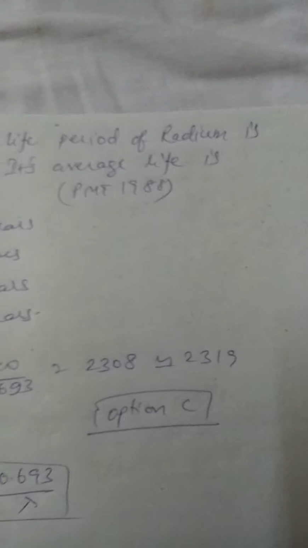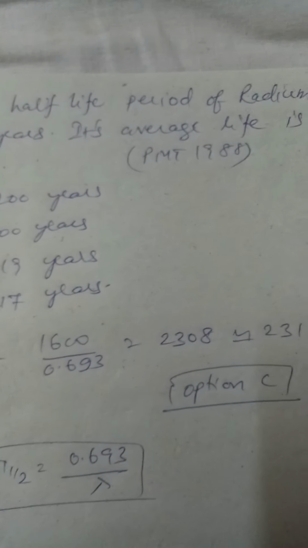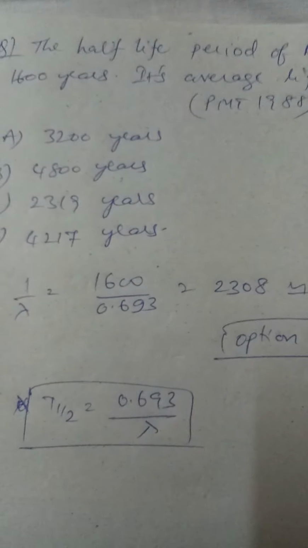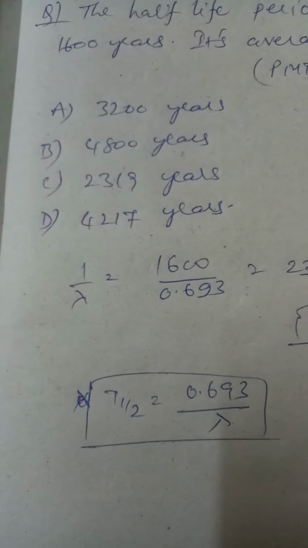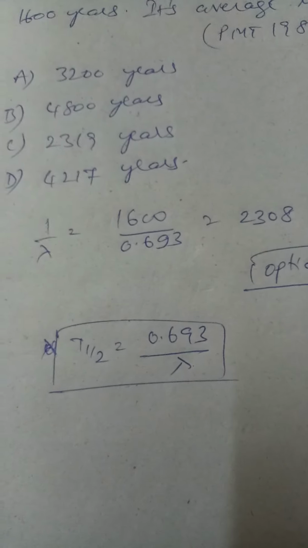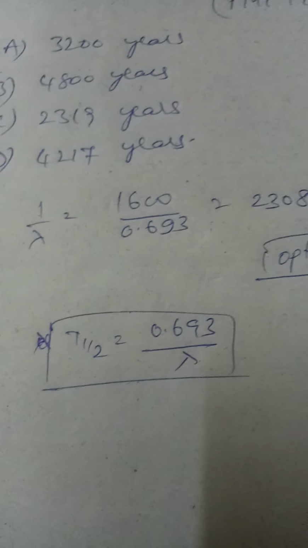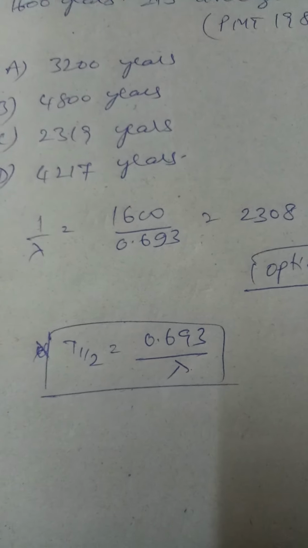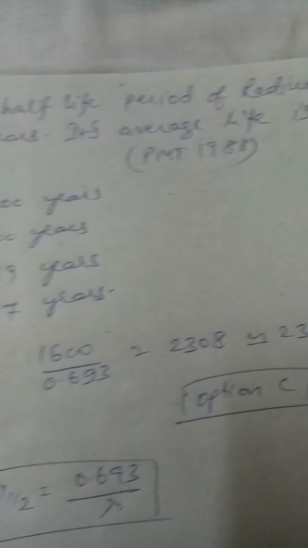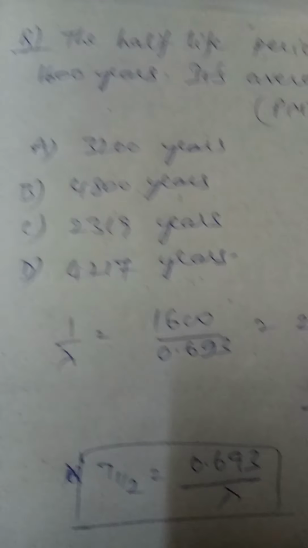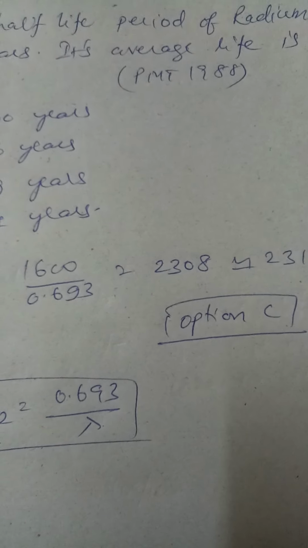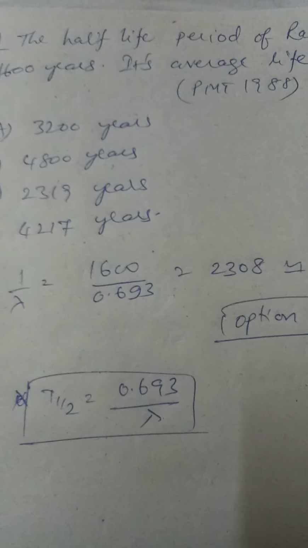The half-life period of radium is 1600 years. Its average life is? PMT 1988. So average life, we know that it is 1 by lambda. So we have to find out what is 1 by lambda. Look at this, T half is equal to 0.693 by lambda. We want 1 by lambda. So 1 by lambda will be T half by 0.693. So T half is given as how much? 1600 years. So 1 by lambda is equal to 1600 divided by 0.693, which is 2308 approximately. Option C is the correct answer.